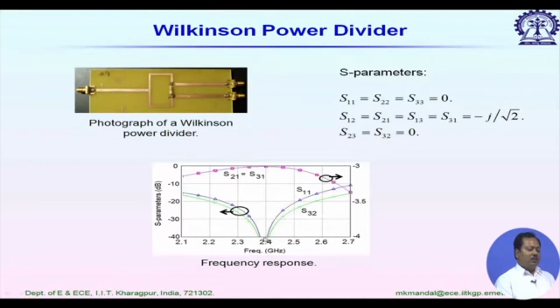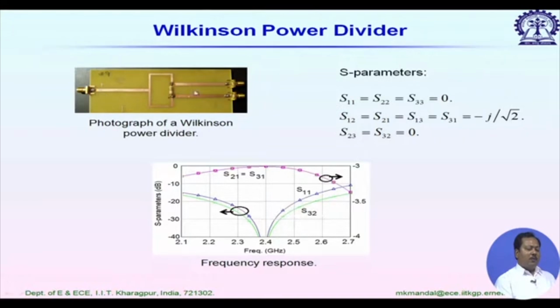You can see S11, the input impedance matching from port 1, is quite good. S21 is equal to S31 and they are approximately minus 3 dB. It shows equal power split. And the isolation S32 is also down; at the operating frequency, it's below 40 dB. We have good isolation. So ideally, what should be the S parameters of a Wilkinson power divider?